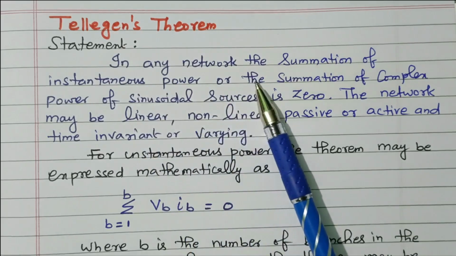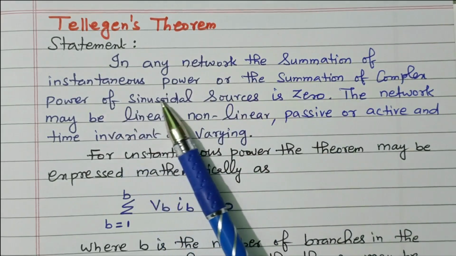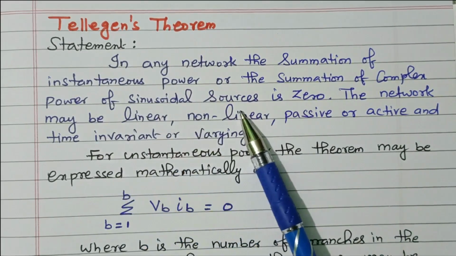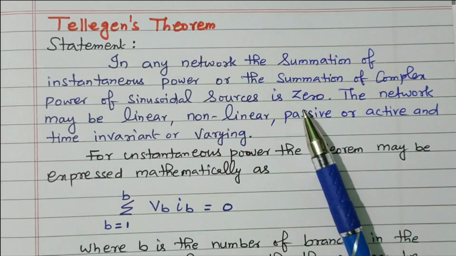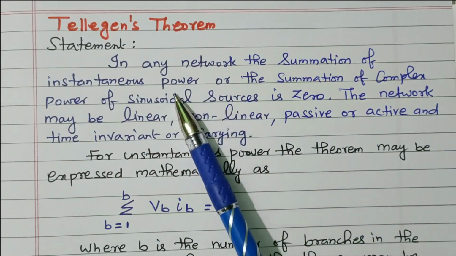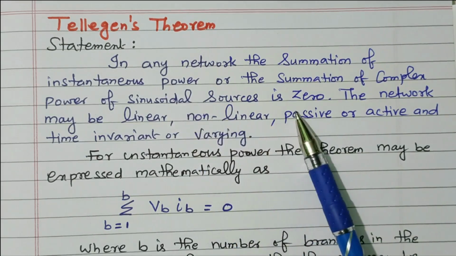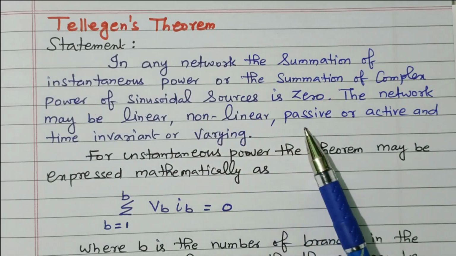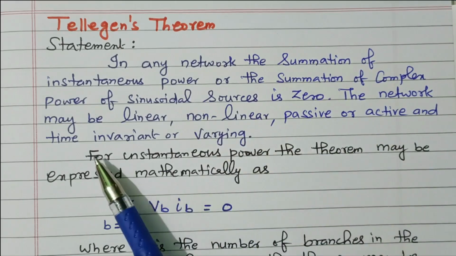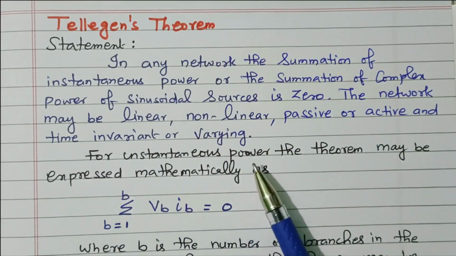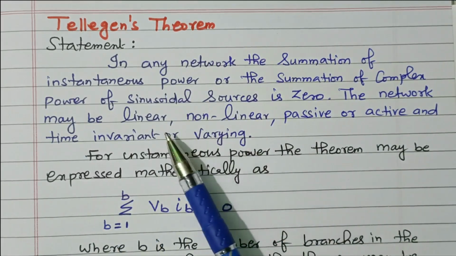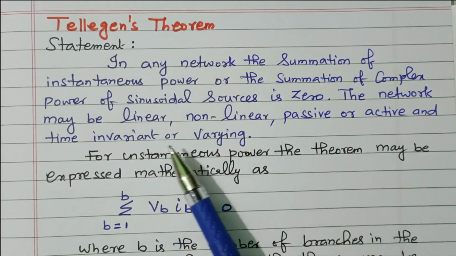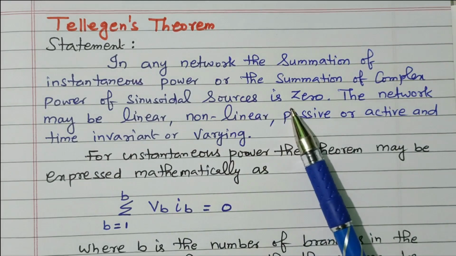In any network, the summation of instantaneous power or the summation of complex power of sinusoidal sources is 0. So if you consider any network, the sum of the instantaneous power or complex power is equal to 0. The network may be linear, non-linear, passive or active, time invariant or varying, whatever it may be, the instantaneous power sum is 0.